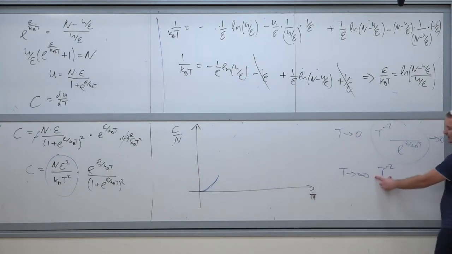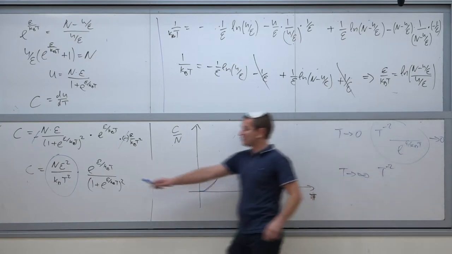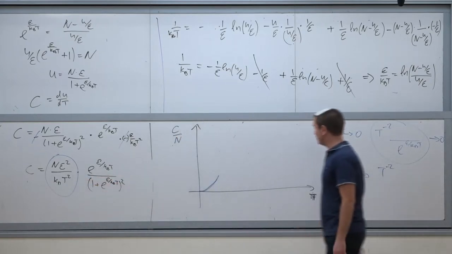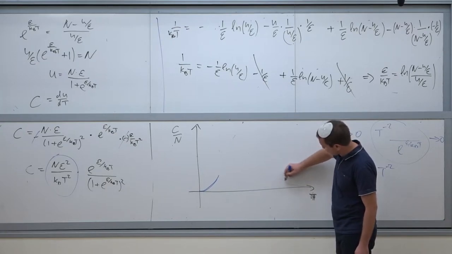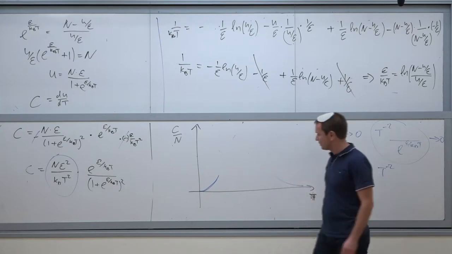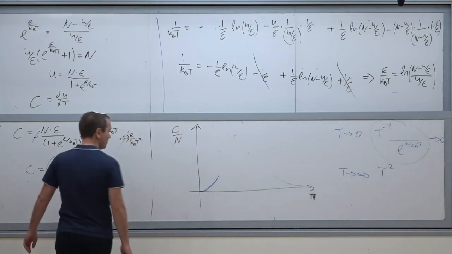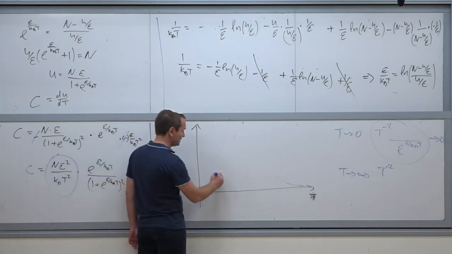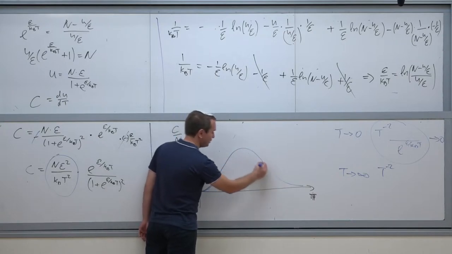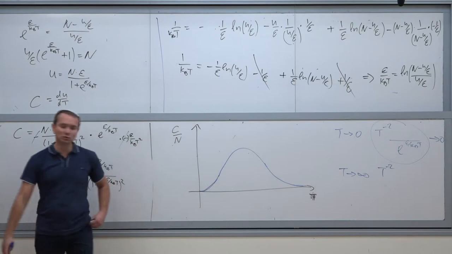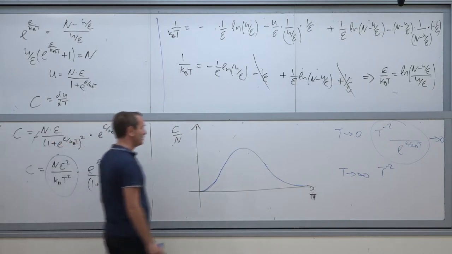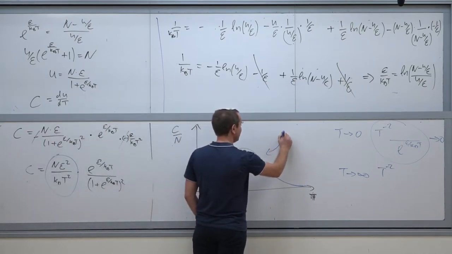So the only dependence on the temperature for high enough temperatures is from the prefactor over here. And it's 1 over t squared. So again, in this region, it also goes to 0. Okay. Now, one also can show that there is only one single maximum in between, and the CV for this system looks like this. Okay. This hump, it's called the Schottky hump.